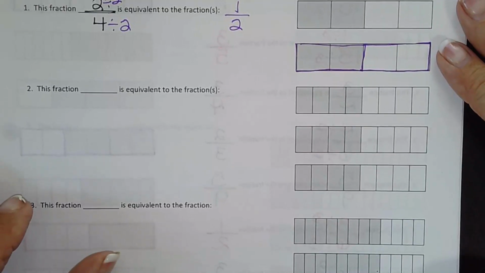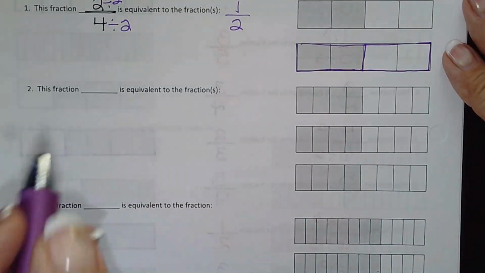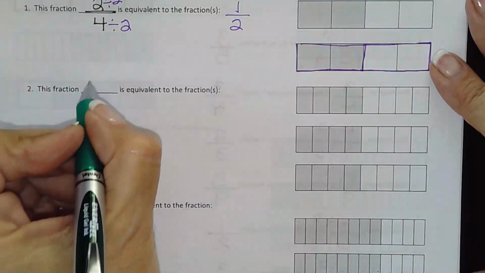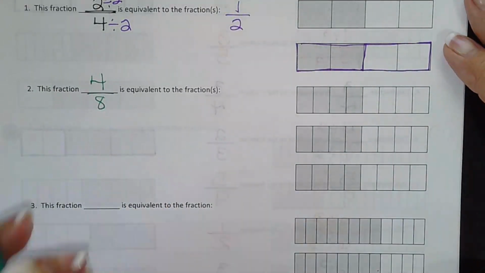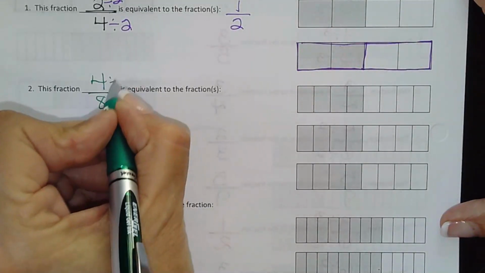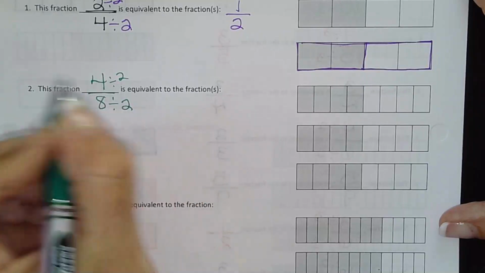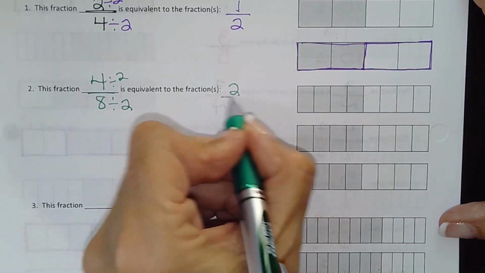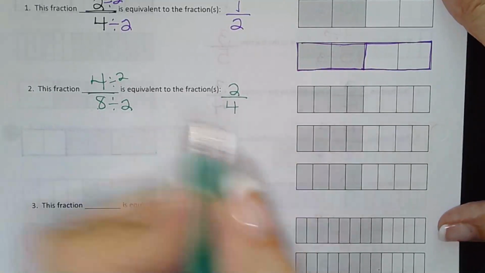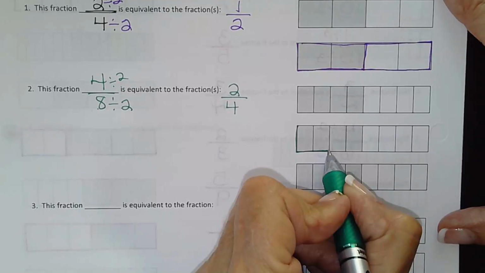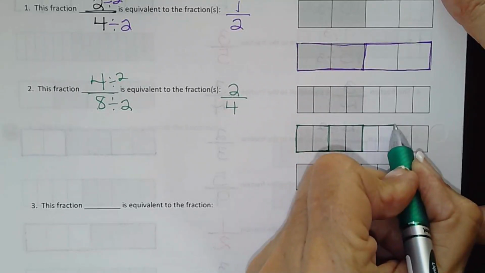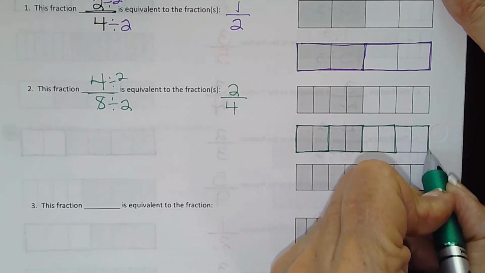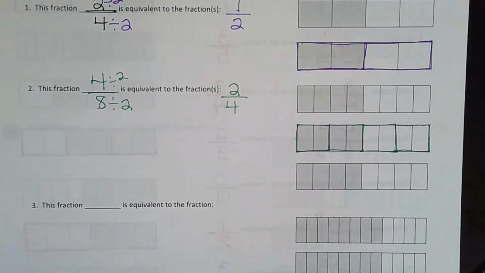Okay, this one is 4 out of 8. Both even, so we can divide by 2. 4 divided by 2 is 2. 8 divided by 2 is 4. So is this also 2 out of 4 boxes? 1, 2, 3, 4. Yes, 2 out of 4 boxes shaded, but 2/4 isn't simplified.